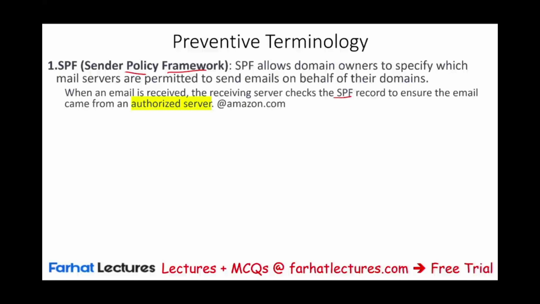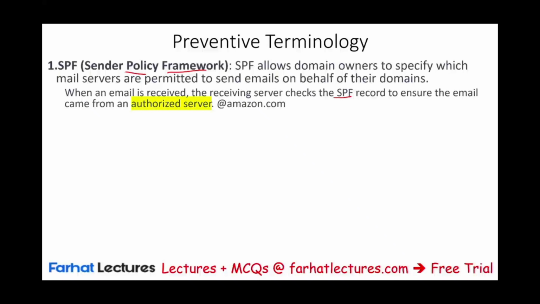Now, what is the server? The server is, for example, someone's email at Amazon. Amazon is the server. So what you do under the SPF, you specify which server you accept emails from. So if the server is accepted, the email will appear. Otherwise, we'll see what we're going to do with that email.